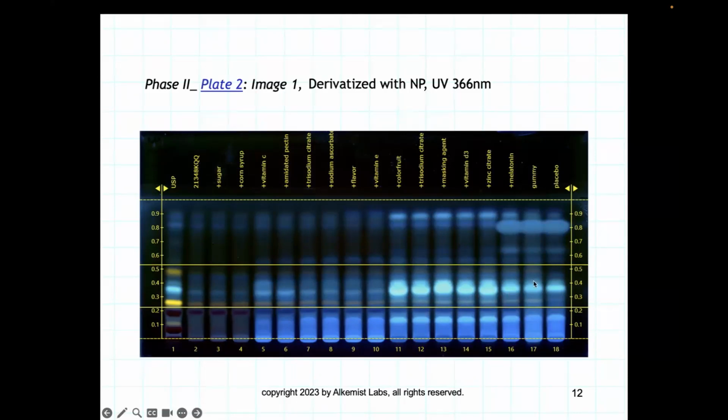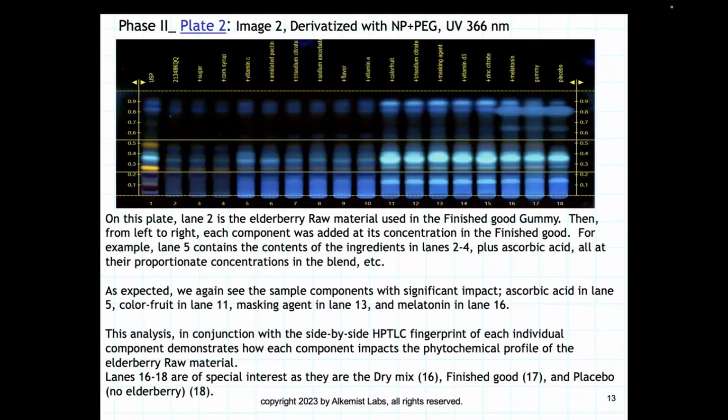Now in lane 17, we have the gummy that we built, the final gummy, and then the placebo in lane 18. What's interesting here, let's see if the next slide demonstrates that. Now it's not quite as I had to search for the images. As many of you may know, having done TLC and going into the data and into VisionCATS, in our case, we use VisionCATS, the CAMAG equipment and the software.